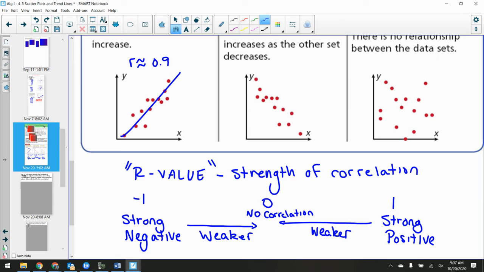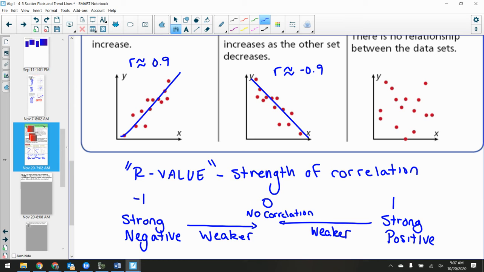So if I say this is about positive 0.9, what do you think the R value is about on that one? Negative 0.9. Yeah, negative. It's a negative sloping line. They're pretty close together. Negative 0.8, negative 0.9, somewhere in there. The more the data spreads out away from that line, the closer to 0. So what would we say the R value would be around here?